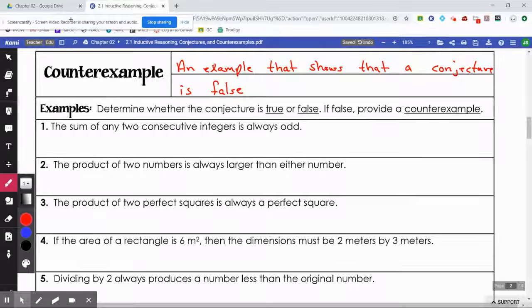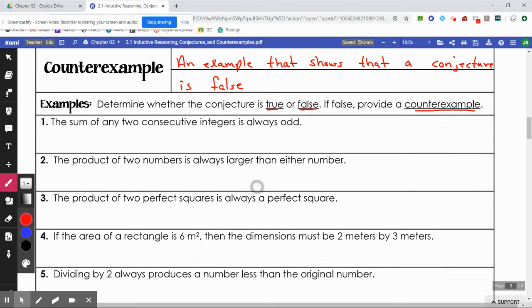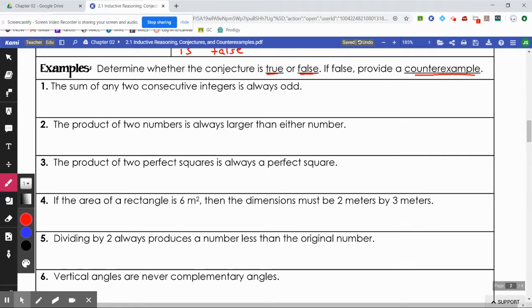So, examples. Determine whether the conjecture is true or false. Now, if it is false, they want you to provide that counterexample, telling them why you think that this is false. Okay, let's try these. The sum of any 2 consecutive integers is always odd. Now, consecutive integers, that's like 3 and 4, 7 and 8, 9 and 10, 19 and 20. Now, will those always be odd? I don't know. Let's see.